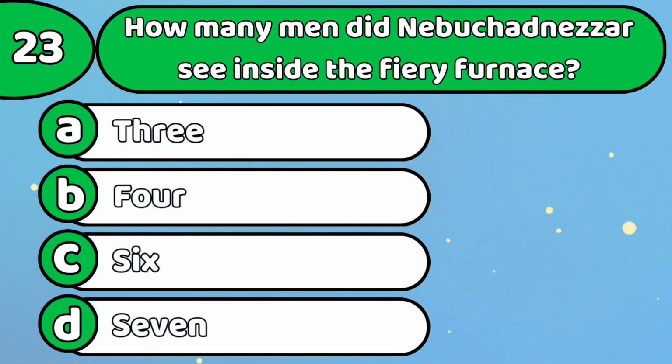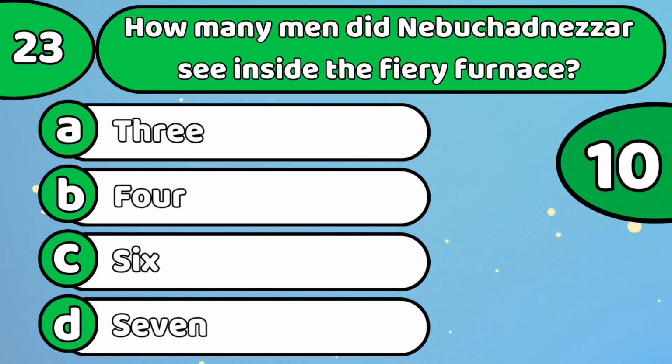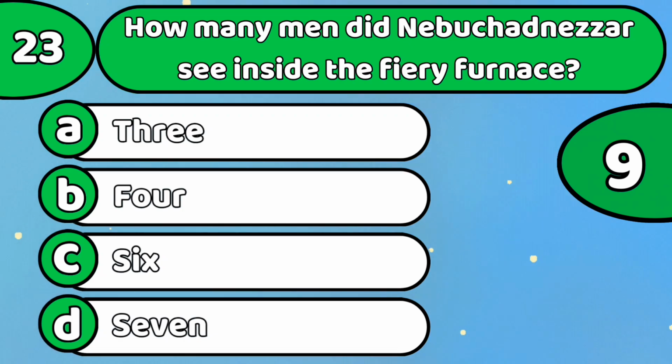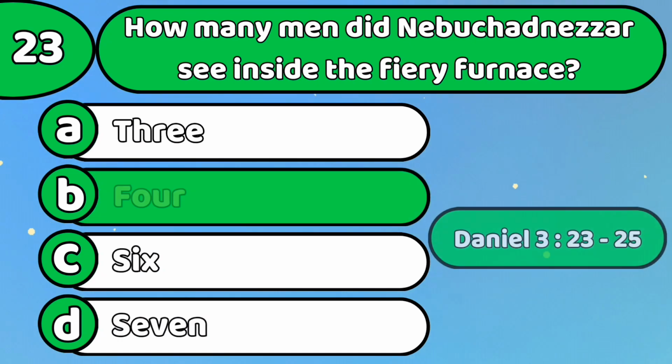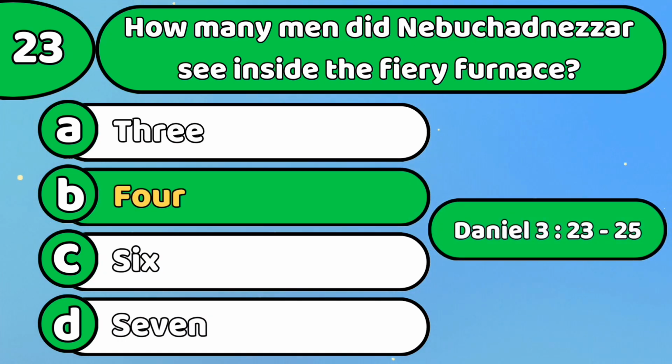Question 23. How many men did Nebuchadnezzar see inside the fiery furnace? A. 3, B. 4, C. 6, or 7. Time to think. Reference: Daniel chapter 3, verses 23 to 25.